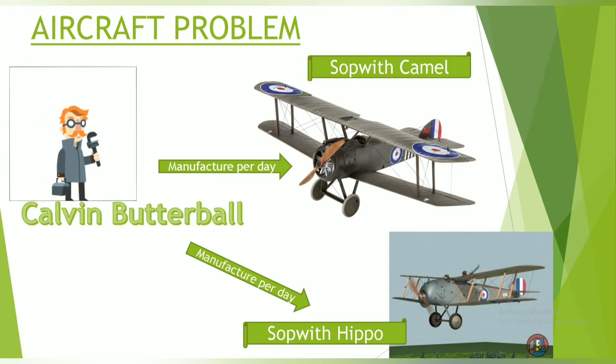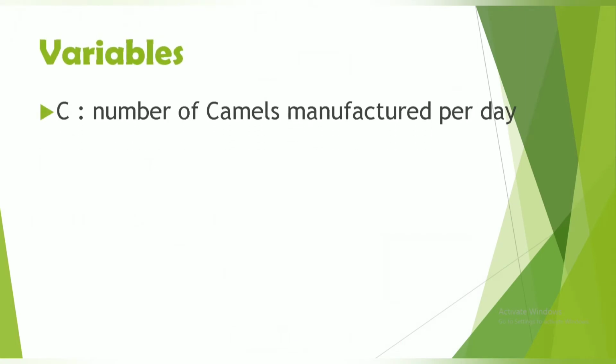So let's start by giving a label or variable for each. For the units manufactured per day, for Sopwith Camels we use C, and for Sopwith Hippos we use H. Let's go deeper into the variables. C is the number of camels manufactured per day, and the domain must be whole numbers.